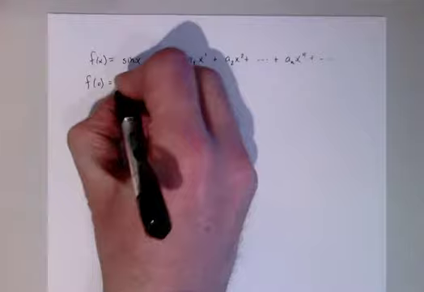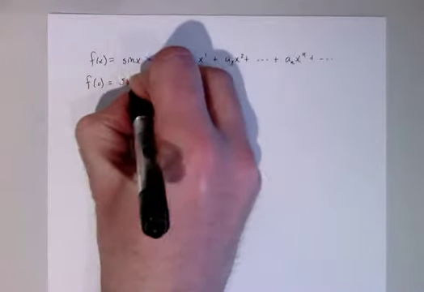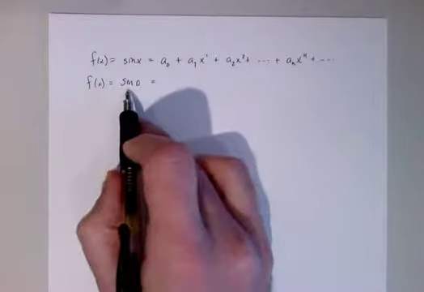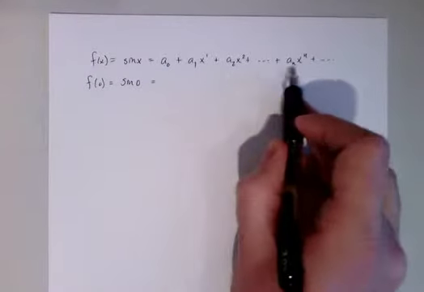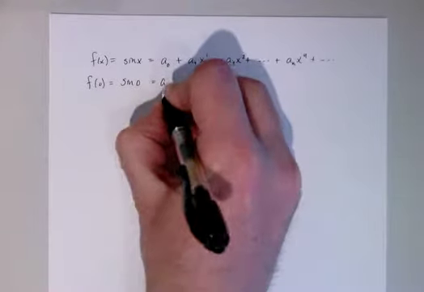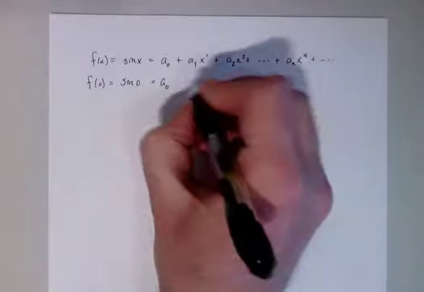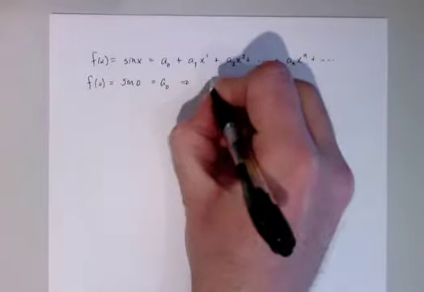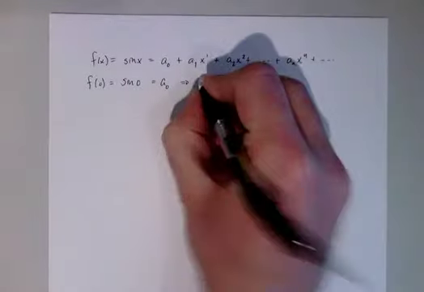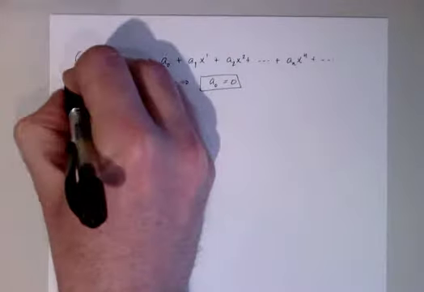So if we do this, we know that sine of 0 has a particular value, and if you plug in 0 here, you get sine of 0. If you plug in 0 here into this infinite polynomial, the only thing left is a sub 0, right? Well, that tells me that a sub 0 is equal to 0. Okay, well that's kind of nice. We'll sort of group that together.